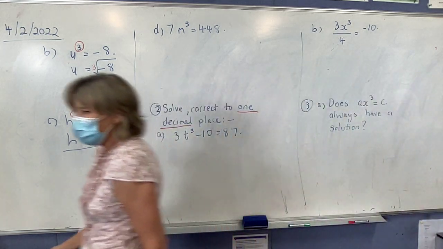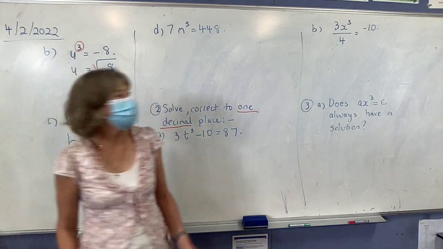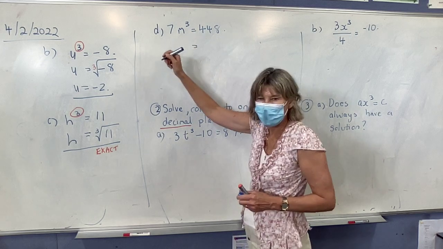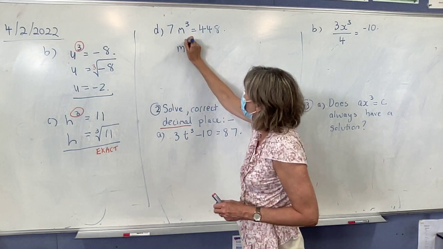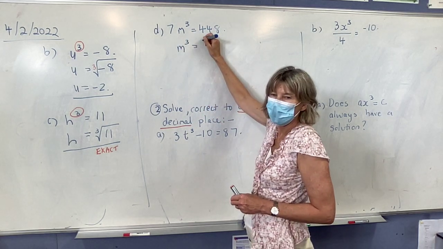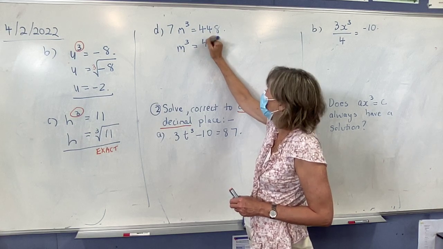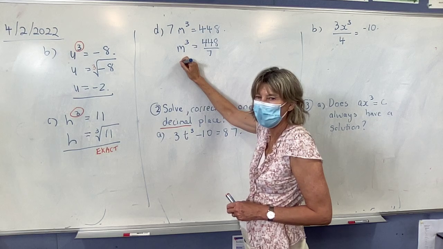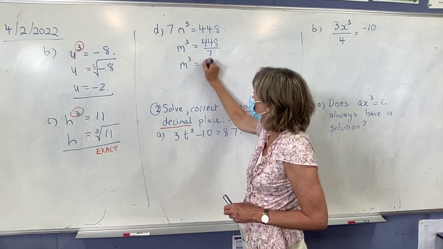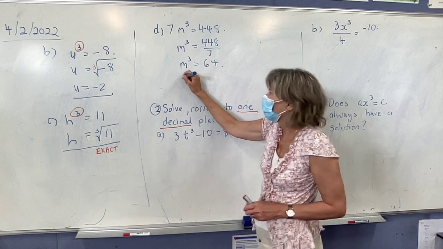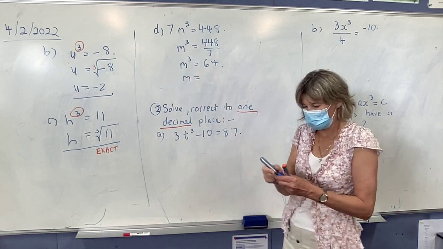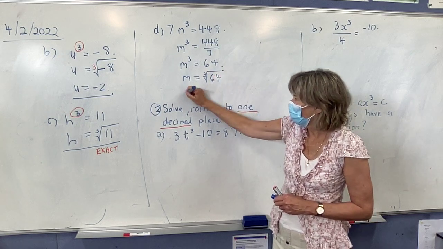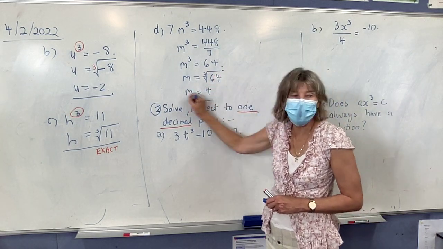Okay, let's have a look at D. All right, Nixon, this one. So we've got to start with get rid of the 7. So it's m squared cubed equals 448 divided by 7. So that equals 64. And then we've got to get rid of the cube, so it's m equals the cube root of 64, which equals m equals 8. I mean 4. And it comes out just as a 4.